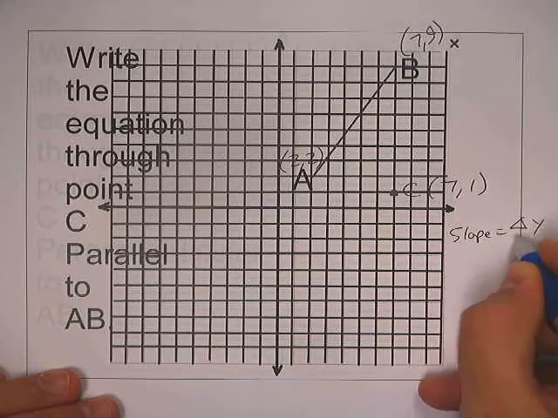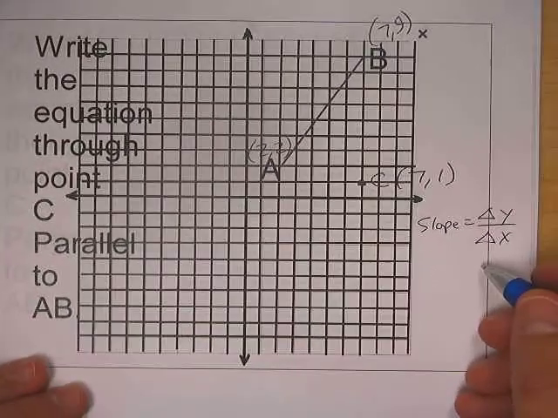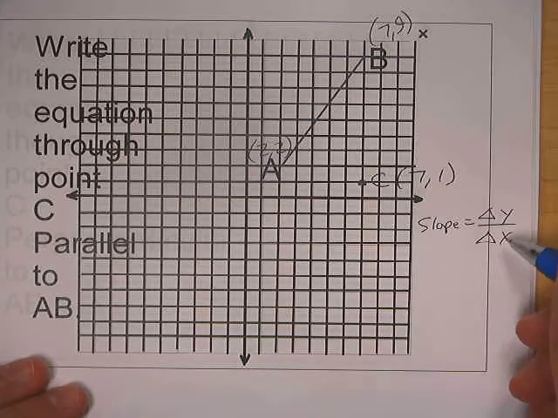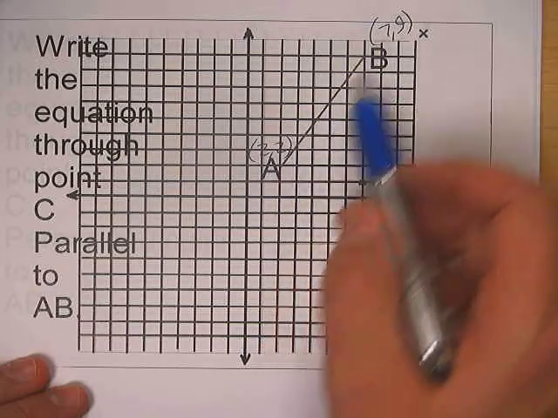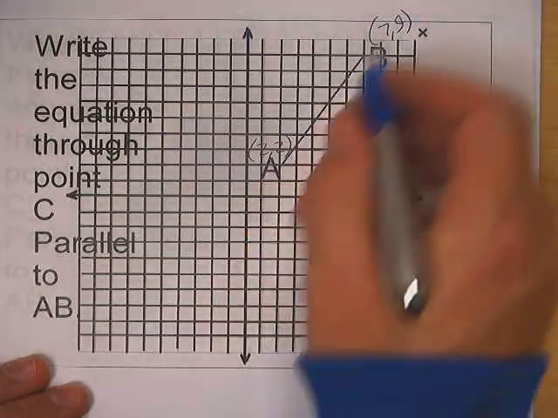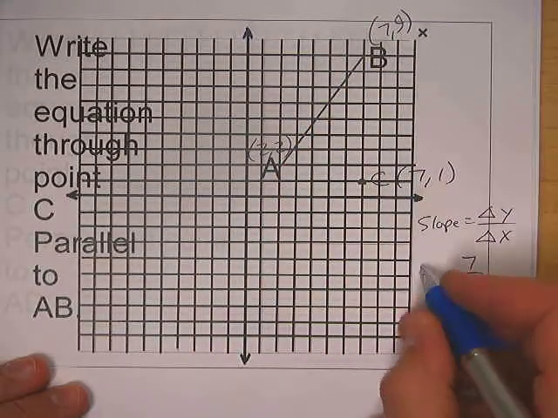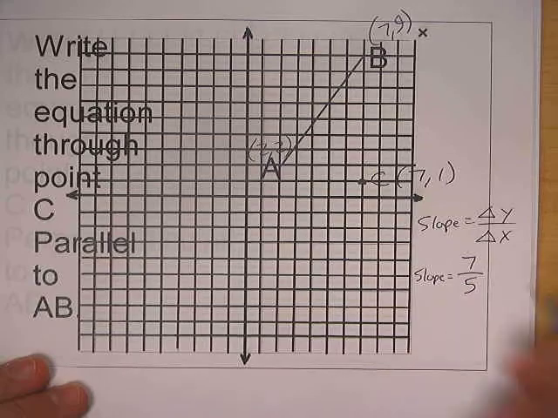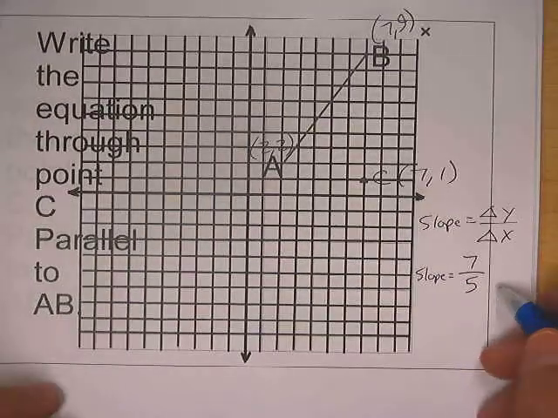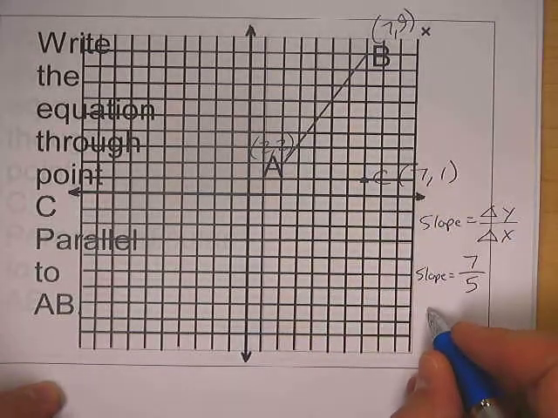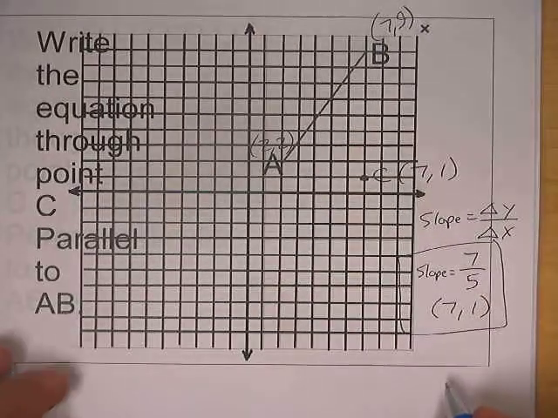is equal to change in y over change in x, or as you guys like to think of it sometimes as rise over run, but change in y over change in x. So if I'm looking at the change in y, it's going from 2 to 9, so it's going up 7. That's the y value. And the change in x going from 2 to 7, so it's going up 5. So slope of this line is going to be 7 over 5. All right, and then next we want to go through this point, and the point is the point 7, 1. So these are the things that we need to know.